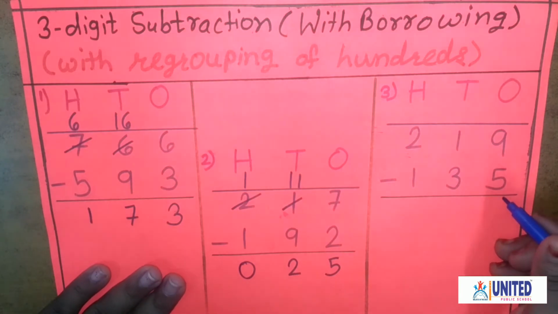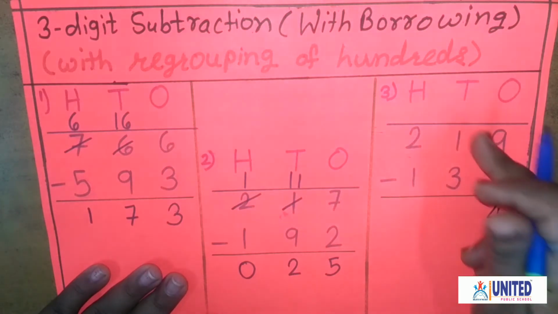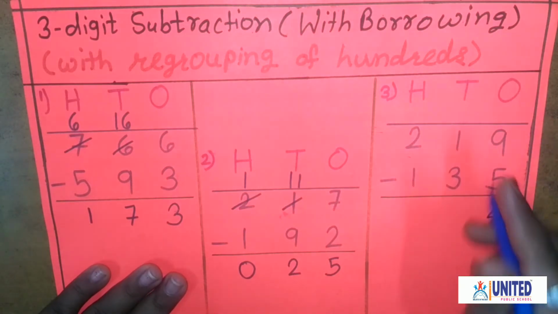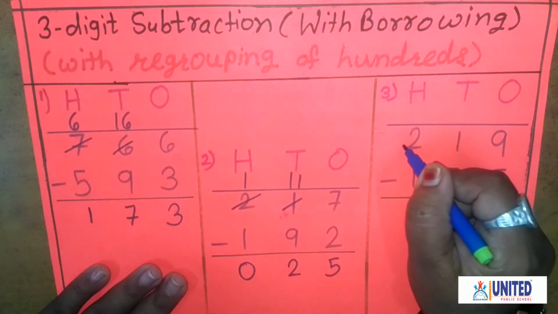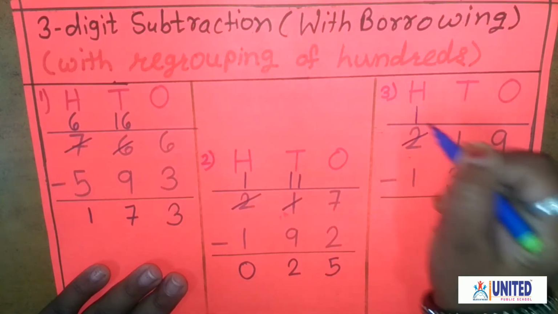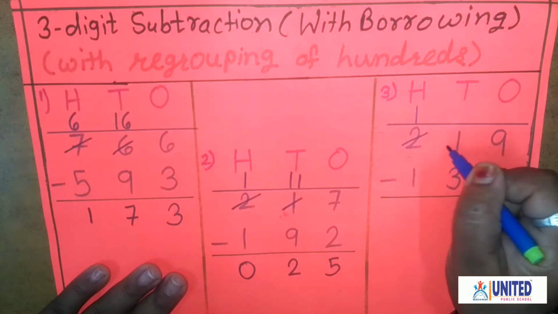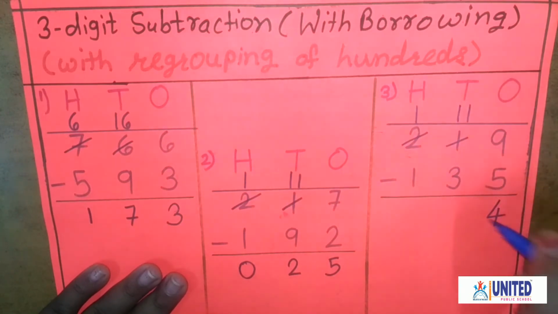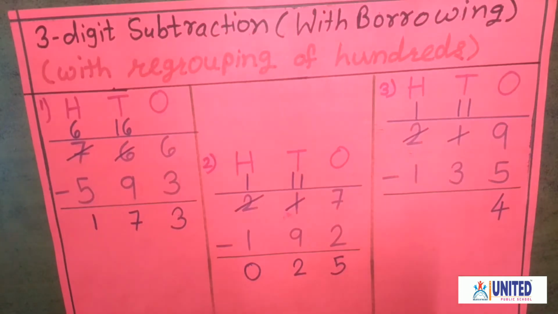Okay, now in number 3, start from the ones column. 9 minus 5, yes, 4. Now 1 minus 3 is possible? No. So we can take the borrow from the 100 columns. Here 1 remains and here 11. Now 11 minus 3. So what happened? 11 minus 3, we can count after 3 till the 11. Okay, so count it. 4, 5, 6, 7, 8, 9, 10, 11.